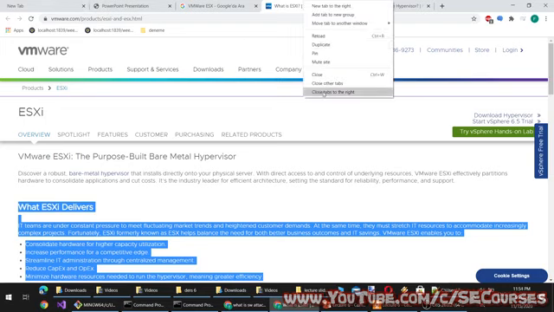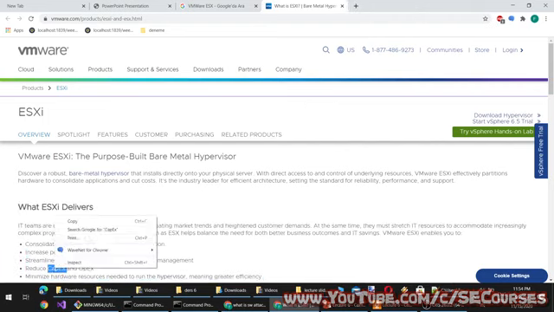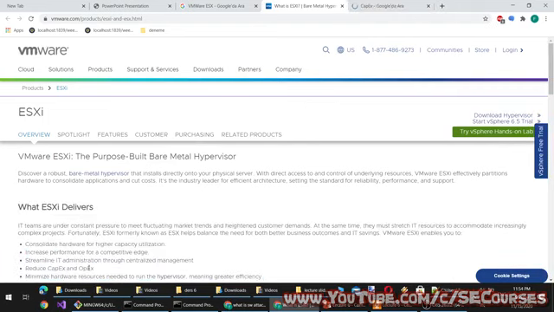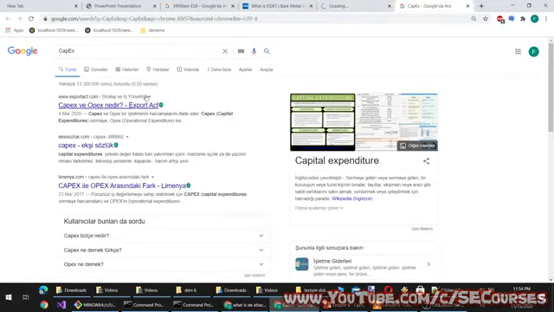Okay, so there are two other terms, which are CapEx and OpEx. So CapEx and OpEx, what are they?